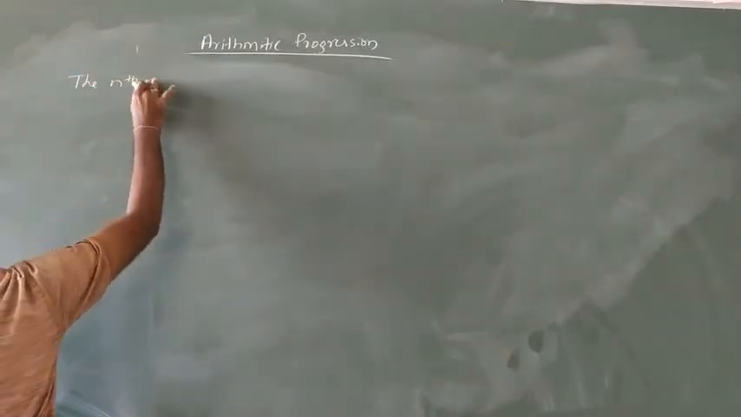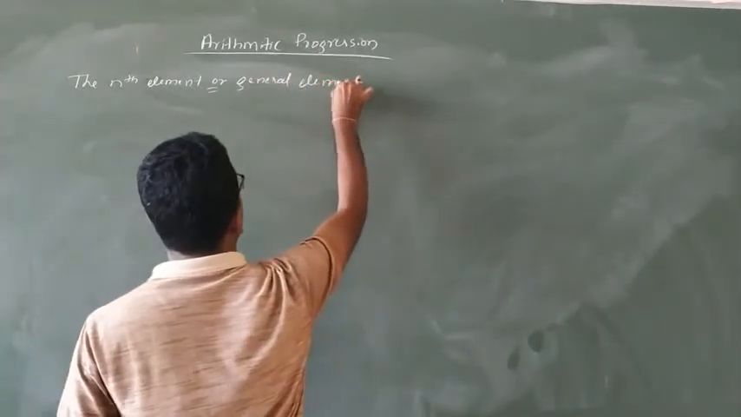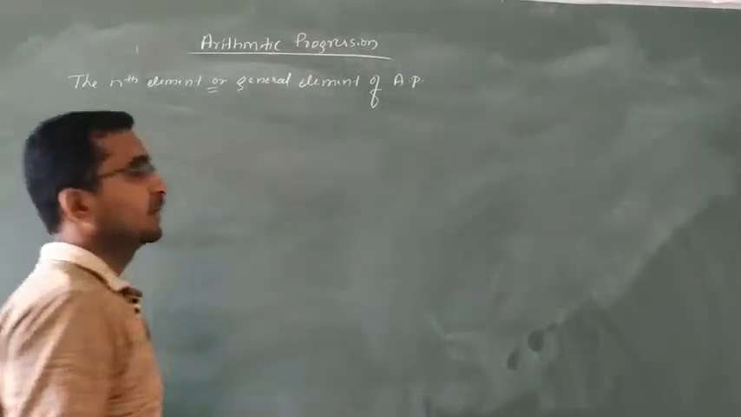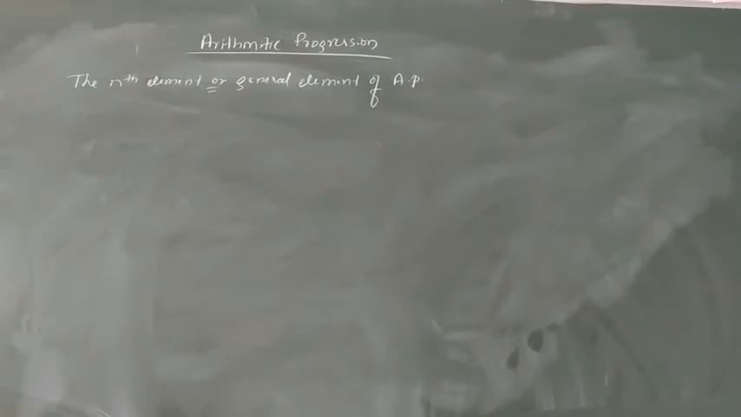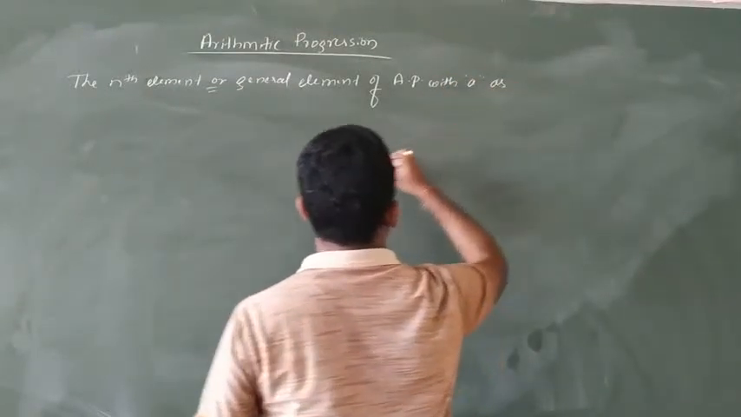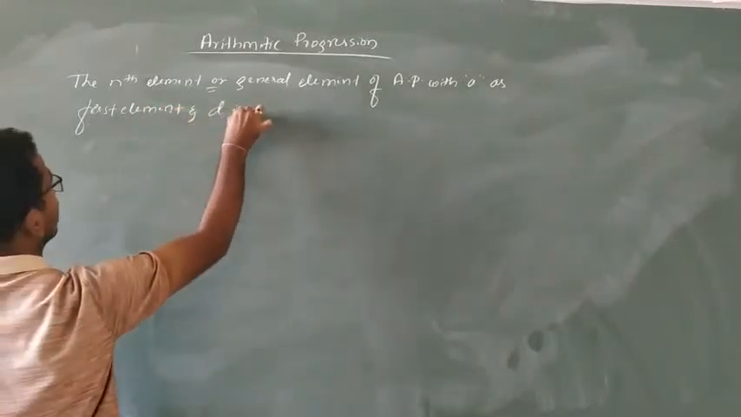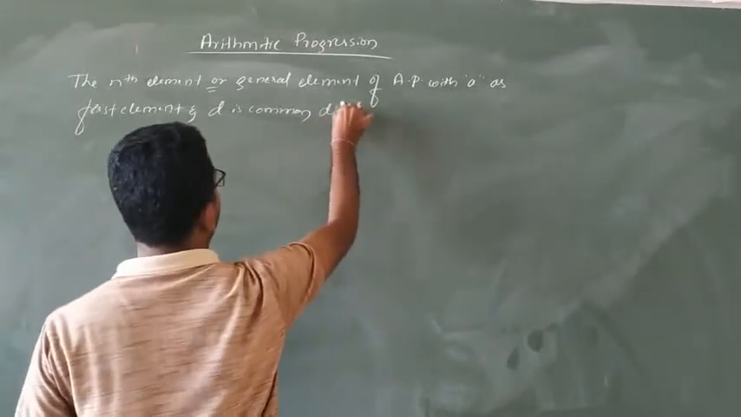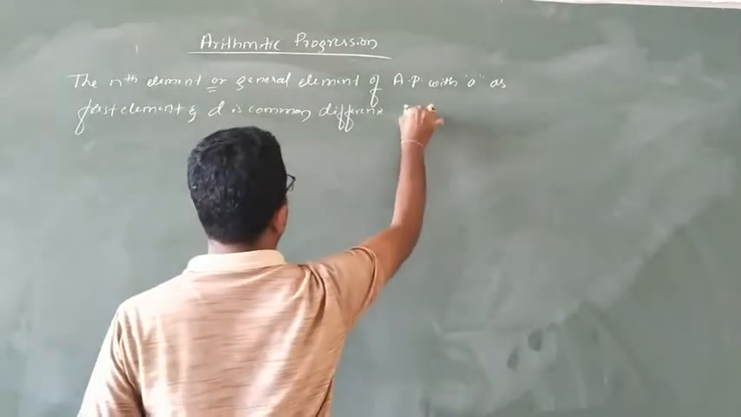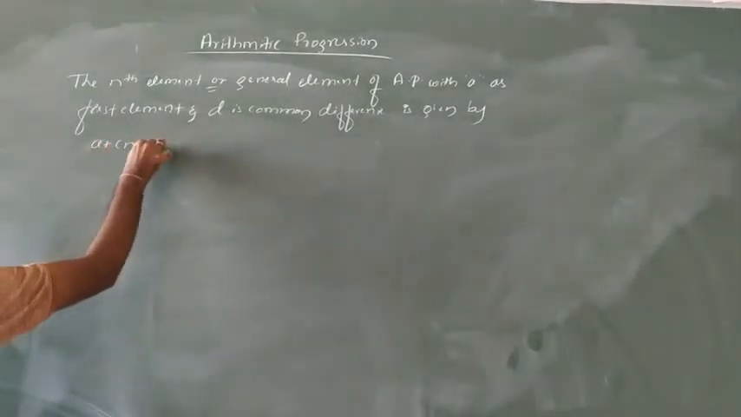So the definition: the nth element, or the general element, of an arithmetic progression, that is an AP with A as the first element and D as the common difference, is given by A plus (n minus 1) into D.